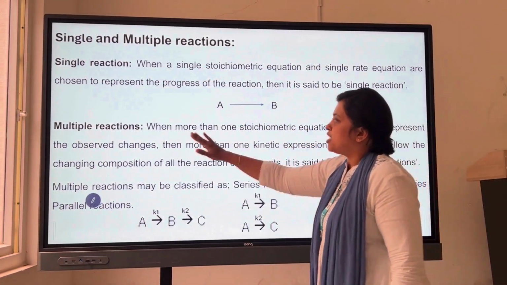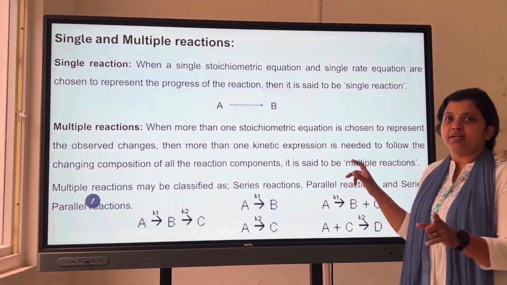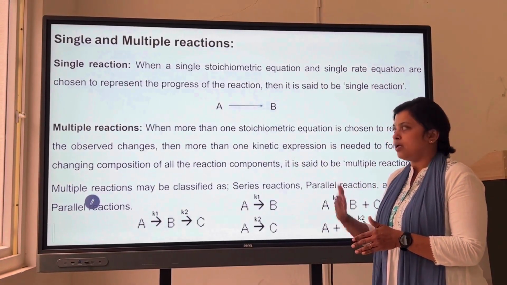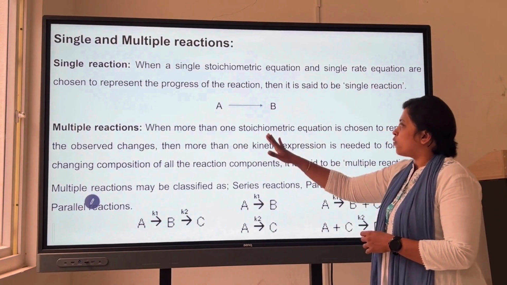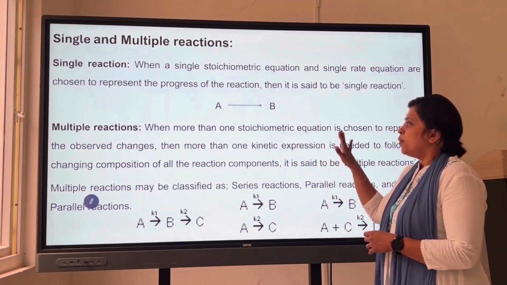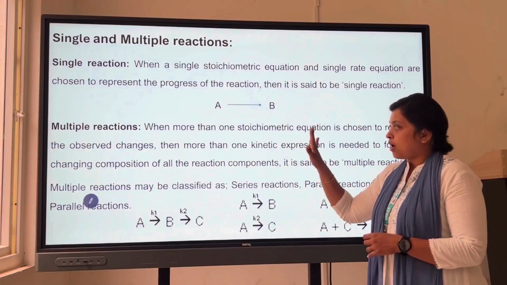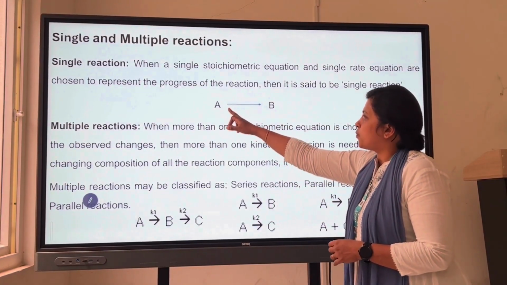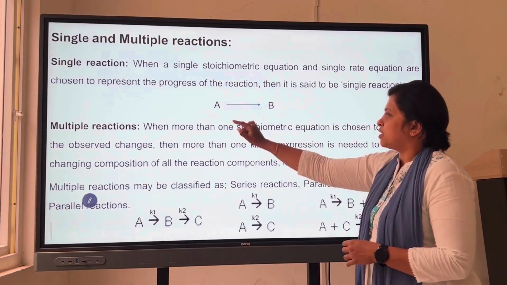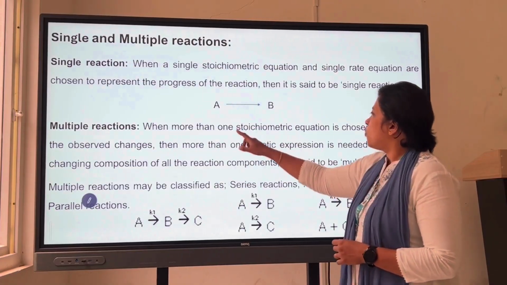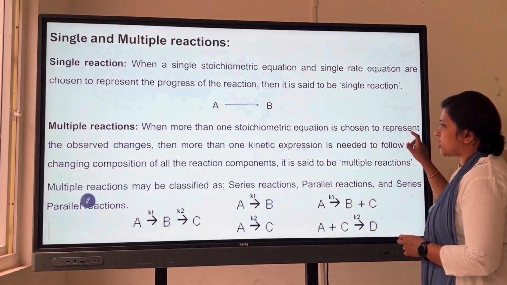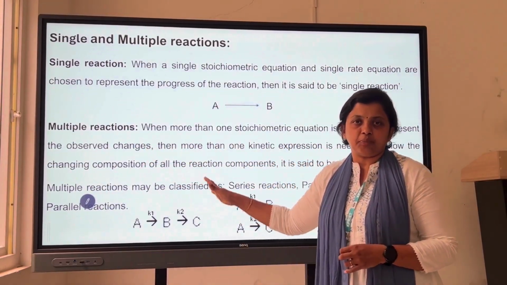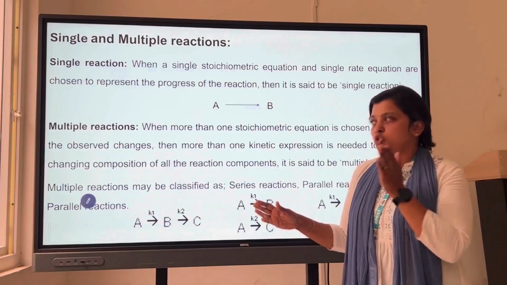Okay, the next one is multiple reaction, when more than one stoichiometric equation is involved. We know what a stoichiometric equation is; we have studied it very well in the chemistry subject. So when more than one stoichiometric equation is applicable for converting raw material to product, that is for the multiple reactions only. Here, more than one stoichiometric equation is chosen to represent the observed changes. Observed changes here means converting the raw material to product.